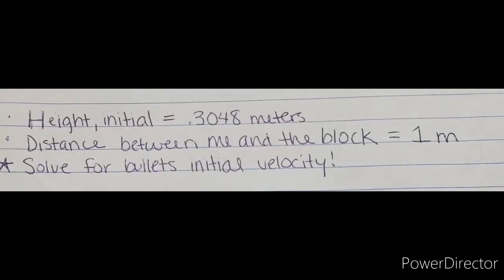It would be smart to include some important variables in this experiment. The height at which the block hangs from the ladder, aka the initial height, is 0.3048 meters. The distance between me and the block is 1 meter. And remember that we are trying to solve for the initial velocity of the bullet.